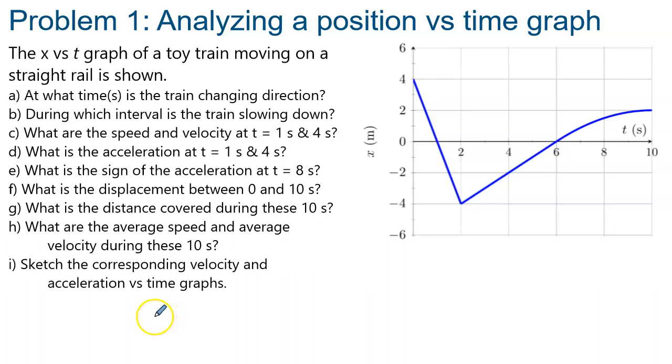In this video, we'll look at two problems about motion graphs and how we can extract information from them. This first problem will be based on a position versus time graph, and it's asking you to extract a lot of different information from this graph. I strongly advise you to try it on your own before looking at the solution. So to do so, just hit pause now and come back once you've worked out all the problem.